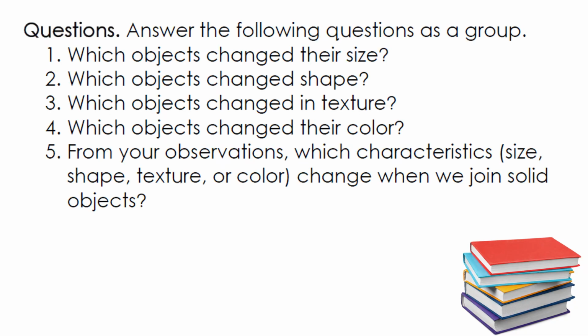Answer the following questions as a group. Which object changed their size? Which object changed shape? Which object changed in texture? Which object changed their color? From your observation, which characteristics, size, shape, texture, or color change when we join solid objects?